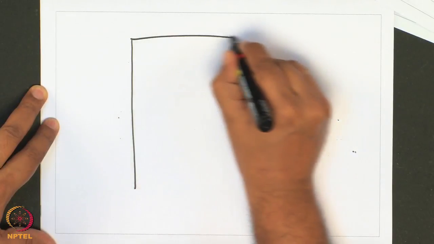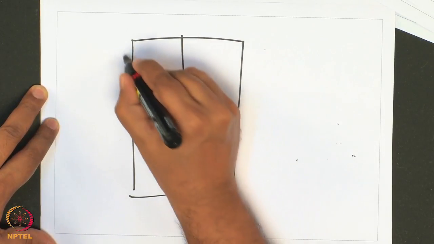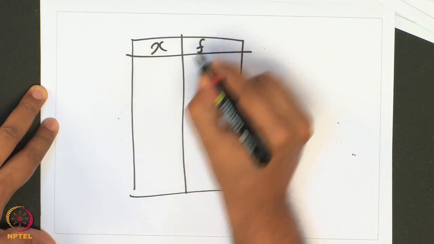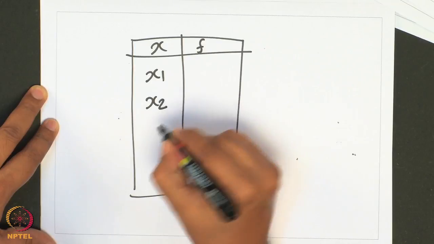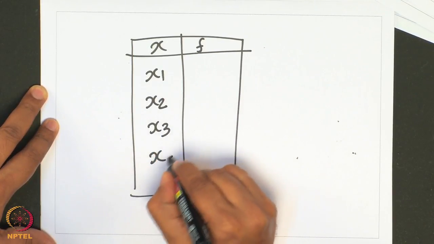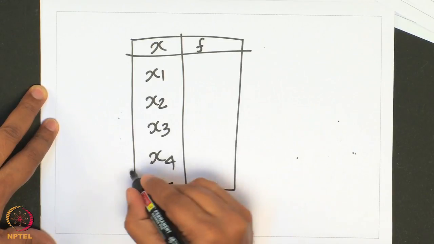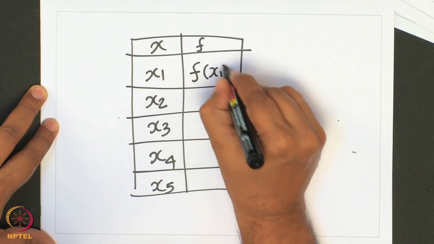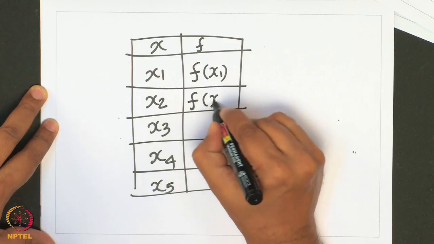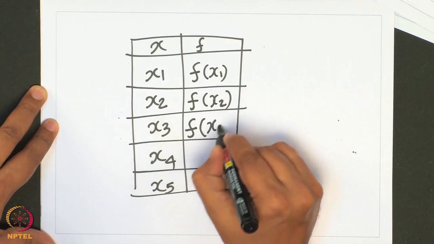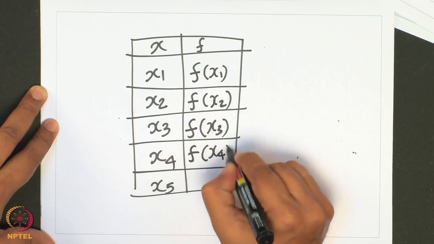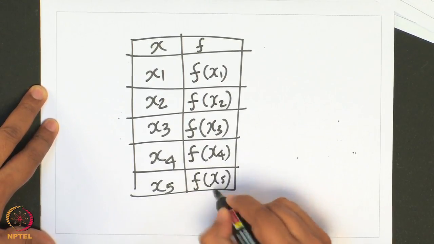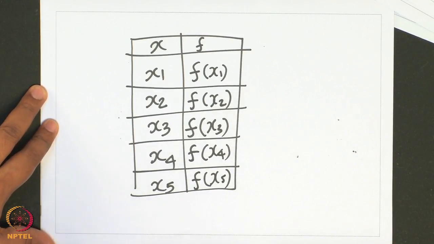If you want to generalize this, what we will have from an experiment is some table which is x and f of x. We will have x1, x2, x3, x4, x5 and so on. Correspondingly, there is some f corresponding to x1, some f corresponding to x2, an f corresponding to x3, an f corresponding to x4, and an f corresponding to x5. This is what a typical data set would look like.